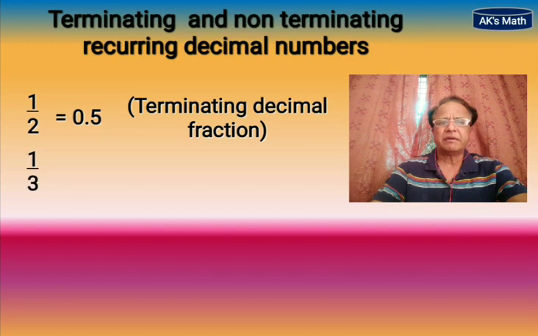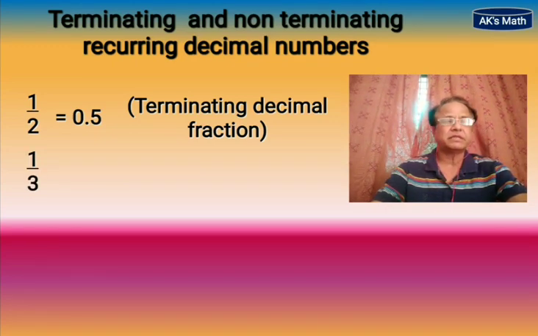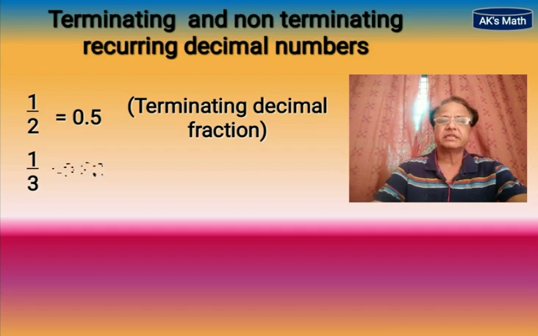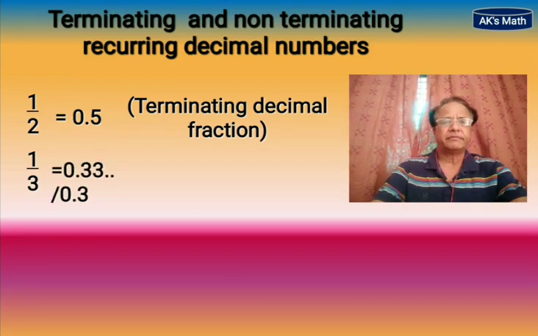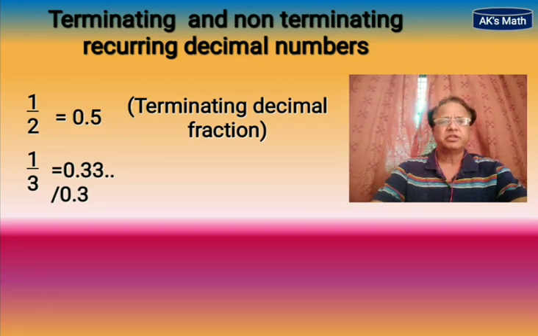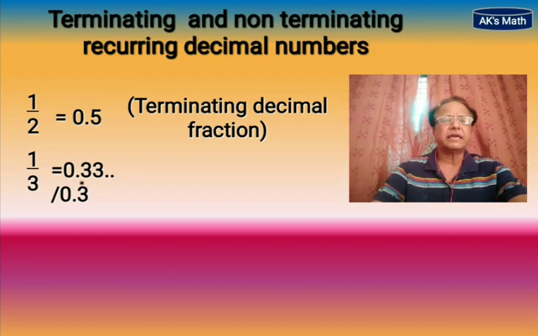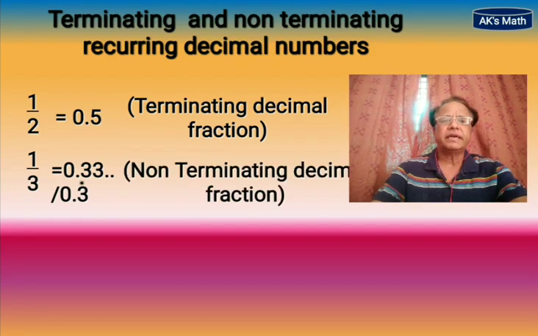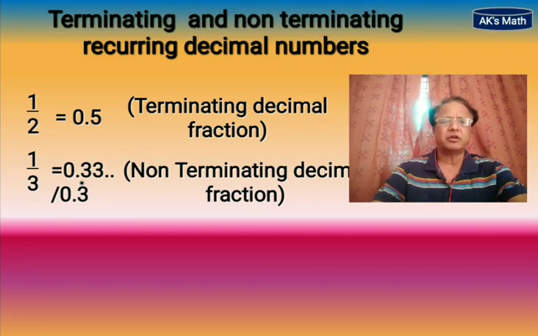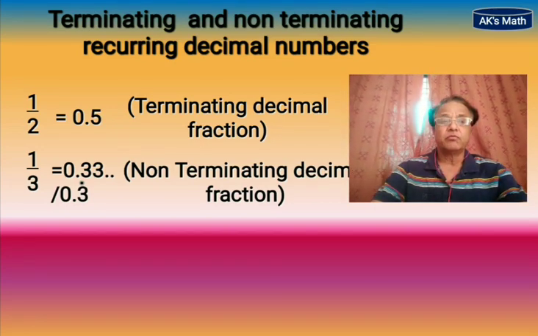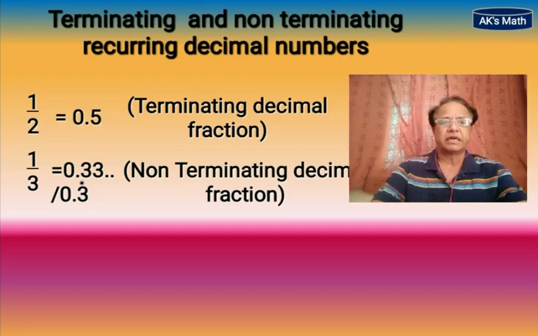Look at one more example. This is 1 by 3. Now if you try the same division for such a number, the division can't stop. It means the digit 3 occurs so many times when you divide it: 0.33333 like this. So such a number is called a non-terminating decimal fraction number. We will observe one more example of non-terminating, in which more than one number will recur.